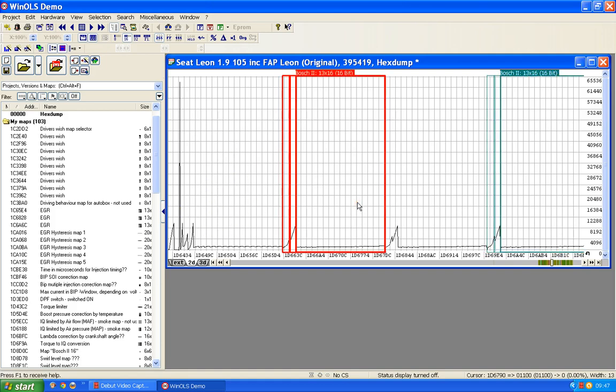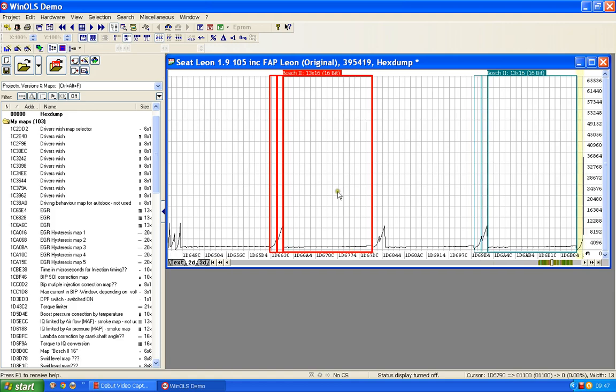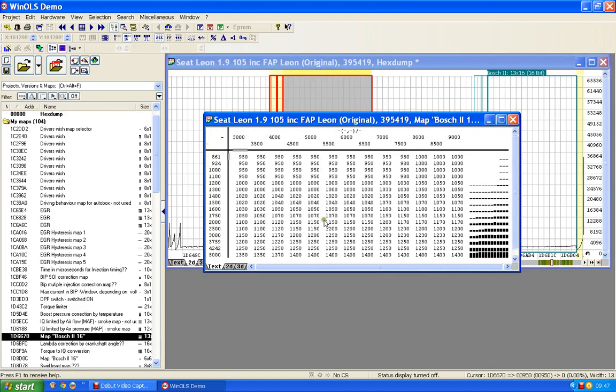Now, as this is the first one of what looks like 3 maps, I'm going to assume that these are Lambda 1, 2 and 3, or 0, 1 and 2, as Bosch often call them. Right, let's have a look at this one then. So we'll double click on here.